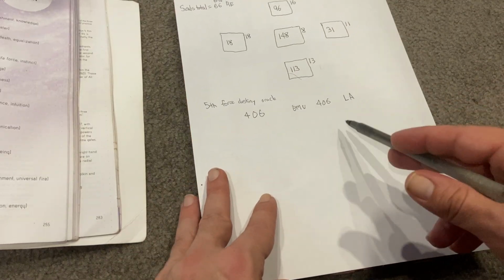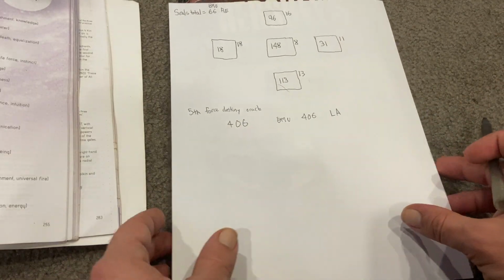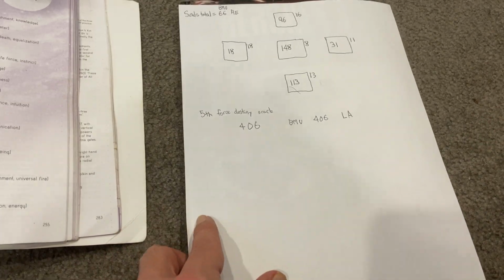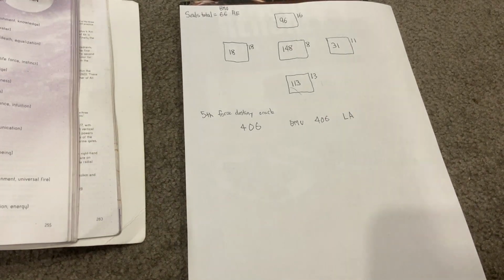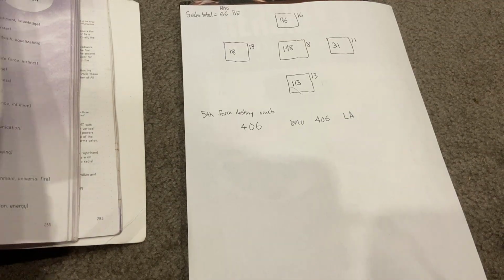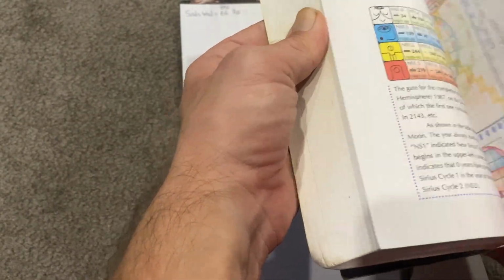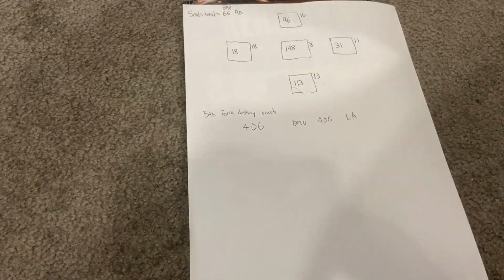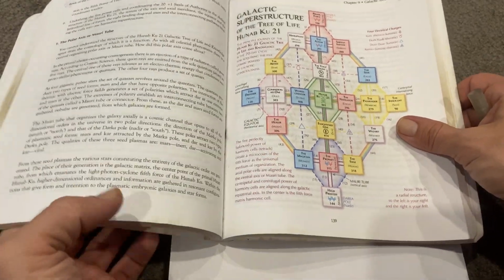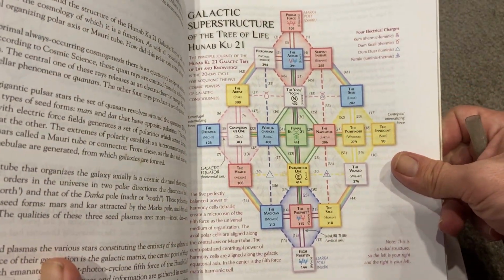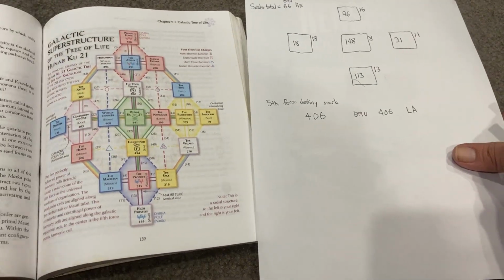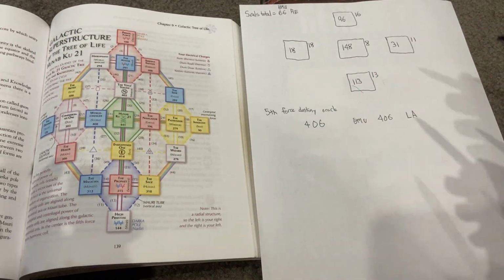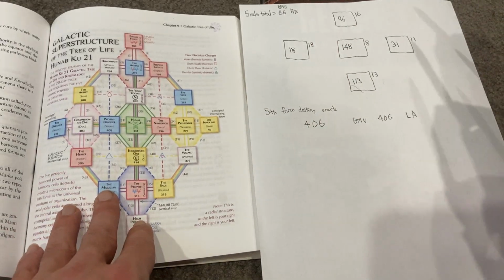Okay, so next we are going to find the hunab 21 grid. And essentially, if I can find the right diagram, I want one with the actual numbers on it. So here are the archetypes as well as their numbers on the hunab 21 grid. And we're going to add them up correspondingly.